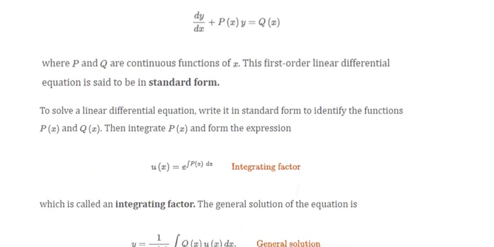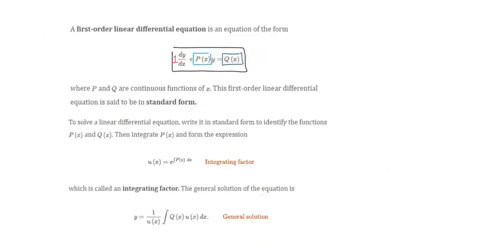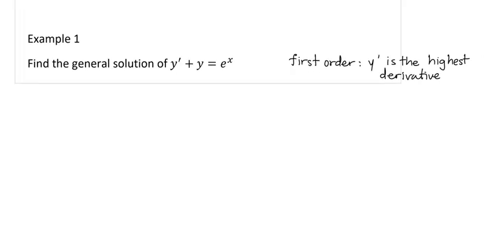It's in standard form if it comes in this form here. The form is that the coefficient to the derivative dy dx should be 1. Then whatever is in front of y we will call p of x, and the expression that is on the other side of the equation we will call q of x. So our differential equation is in standard form because our coefficient to y prime is 1.